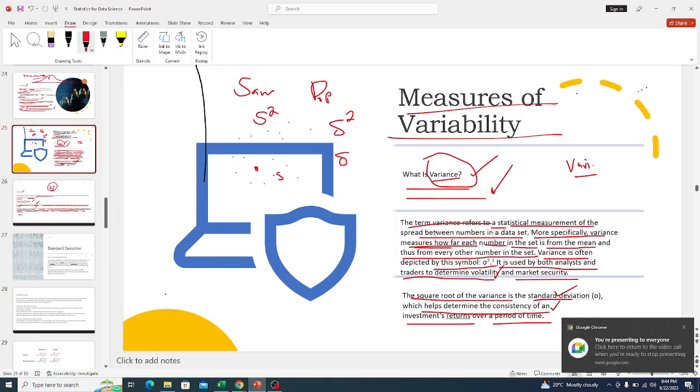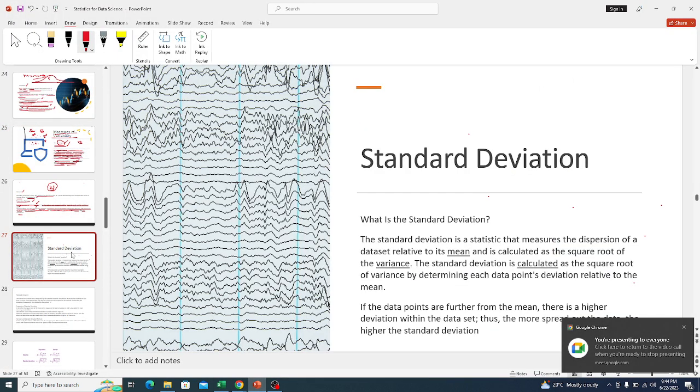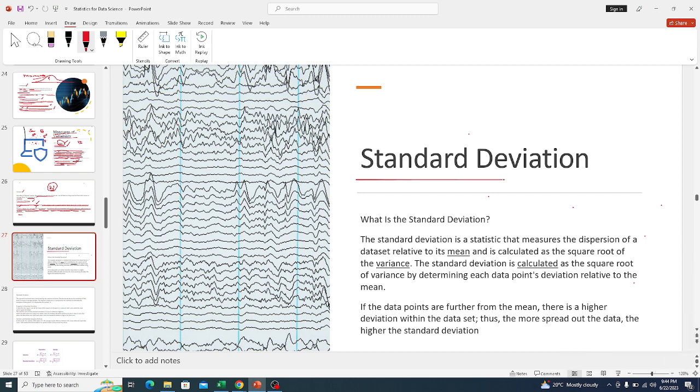Let's go to the last measure of variability. Don't worry, maybe we will understand this value better when we do the practicals, because we'll also have to explain the numbers which we get. So let's check on standard deviation.